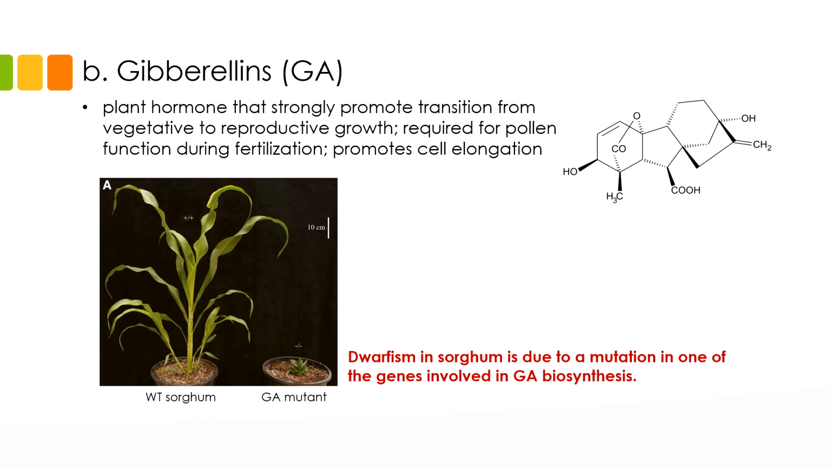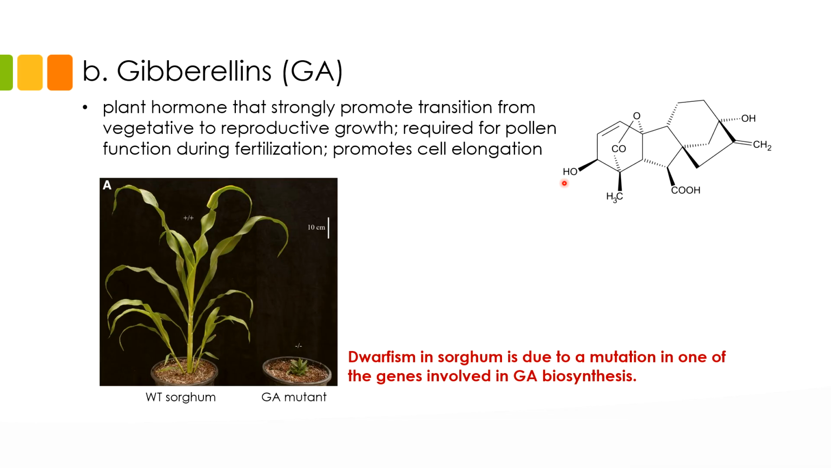Following ABA, we have gibberellin or gibberellic acid, or simply GA. This is the chemical structure of GA. Gibberellins were first discovered in Japan. A fungus called Gibberella fujikuroi infected rice plants and caused them to grow too tall and fall over. The fungus produced a chemical that stimulated the growth of the rice plants. The chemical was later isolated and was named gibberellin after the fungus.